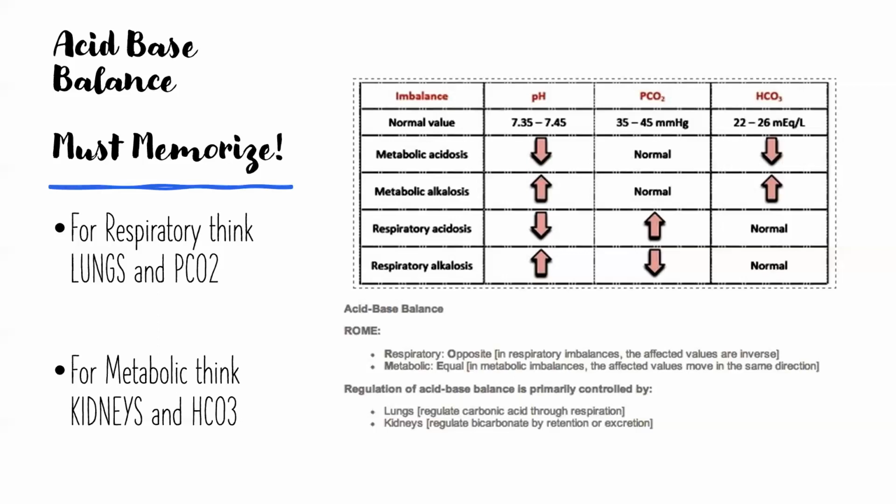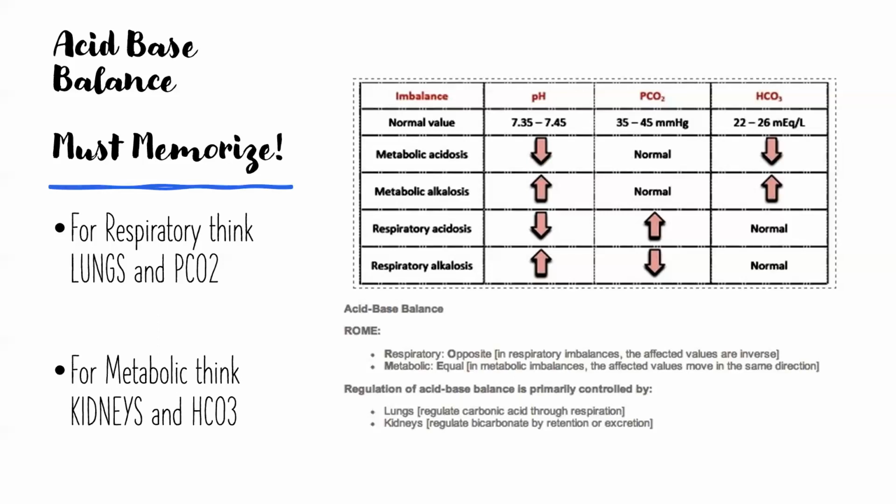The other thing to keep in mind on this chart is that as pH decreases in your patients, and that means it goes below 7.35, the patient is becoming more acidic. If the pH goes above 7.45, the patient will become alkalotic, okay, or alkalosis will be present. So that's something to keep in mind.